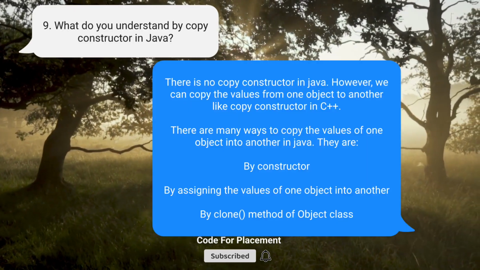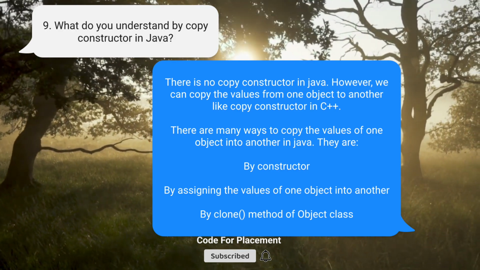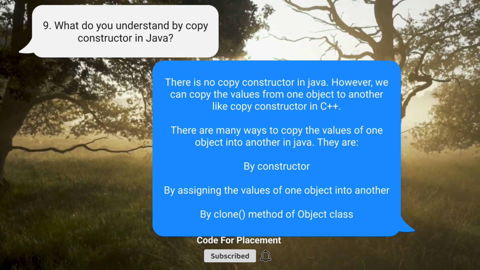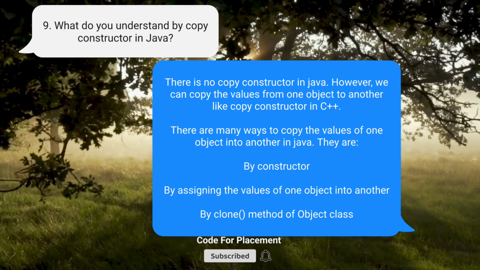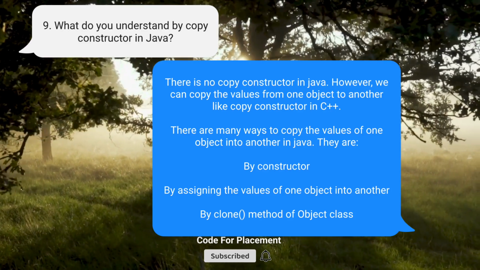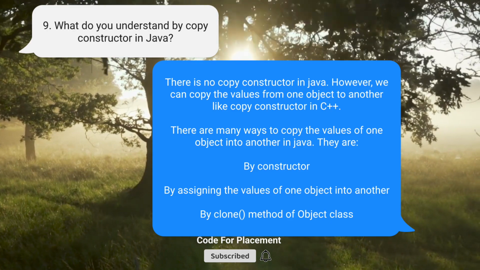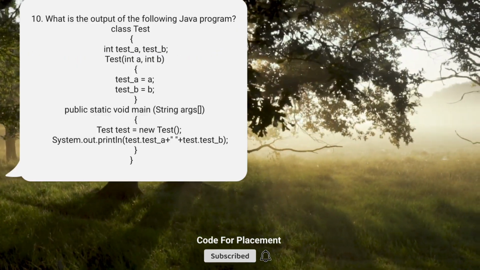The ninth question we have: what do you understand by a copy constructor in Java? There is no copy constructor in Java. However, we can copy the value from one object to another object in C++. There are many ways to copy the value from one object to another in Java: by constructor, by assigning the value of one object to another object, or by the clone method of the Object class. We have an inbuilt method called clone in the Object class.